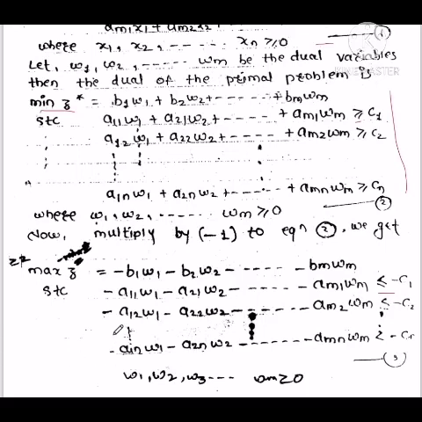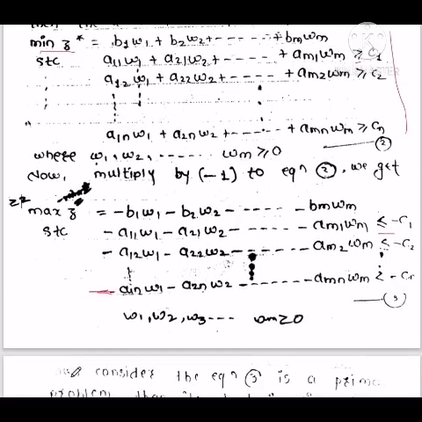The second constraint we can similarly write down, with the sign less than or equal to minus c2, and similarly we can write down the last term. Here we simply multiply equation number 2 by minus 1, so each term carries a minus sign, and w1, w2, w3 and wm are greater than or equal to 0. Let us call this equation number 3.